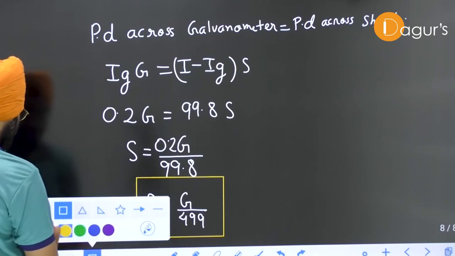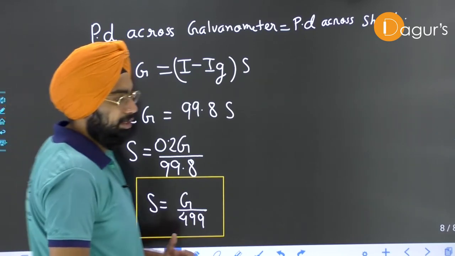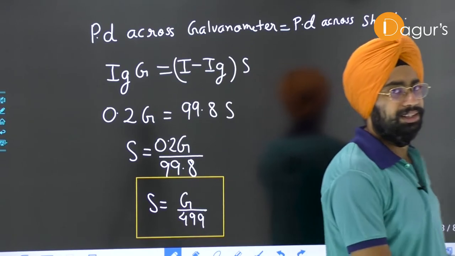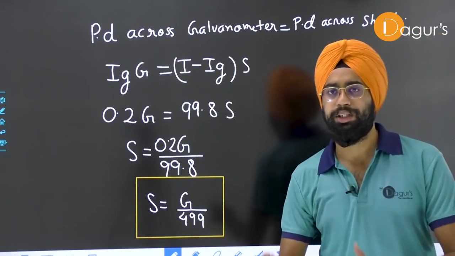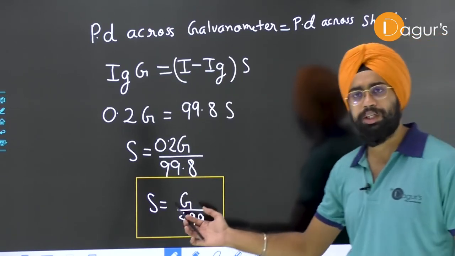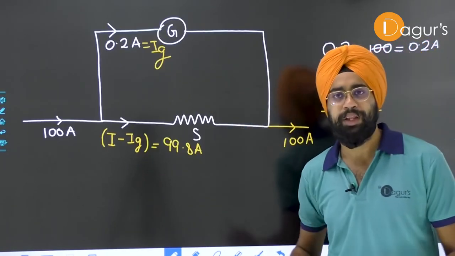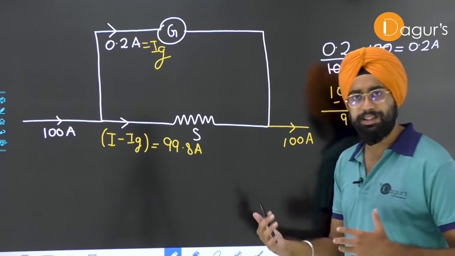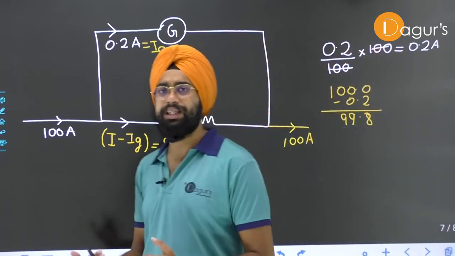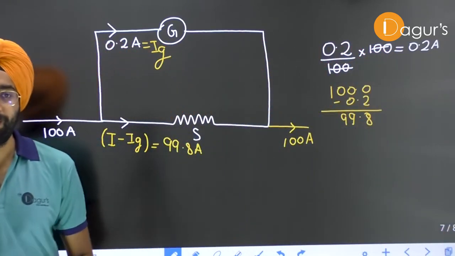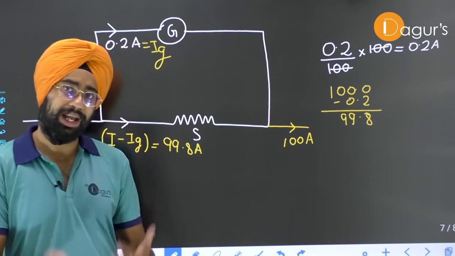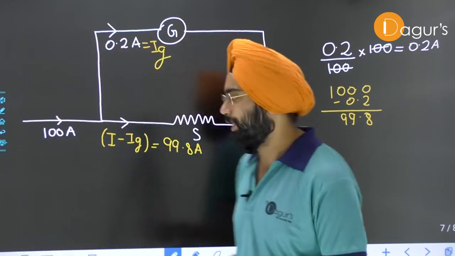So again we have seen clearly that the resistance of the shunt is less than the resistance of the galvanometer. Now when we find the resistance of the ammeter, we will again see that it will be less than that of the shunt and less than that of the galvanometer. Let us check it.